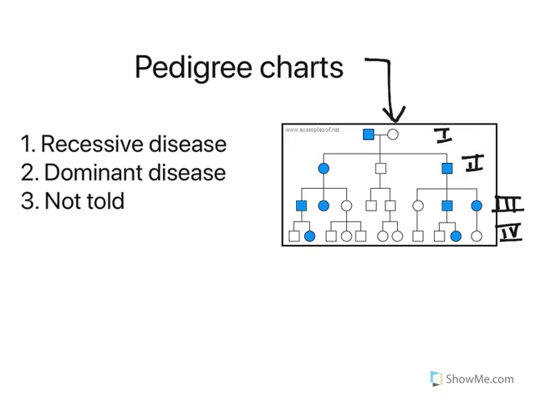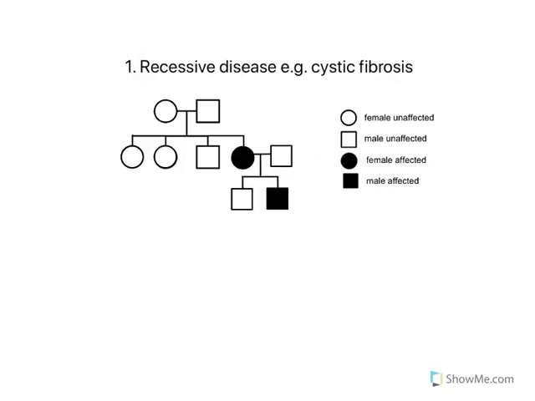We're going to have a look at 3 different examples that you may get in an exam. In the first example you'll be told in the question that the disease is recessive. In the second example, you'll be told in the question that the disease is dominant. And in the third example, you are not told whether it's dominant or recessive, but you have to figure it out yourself and give a reason why. So the first example, recessive disease, for example, cystic fibrosis.